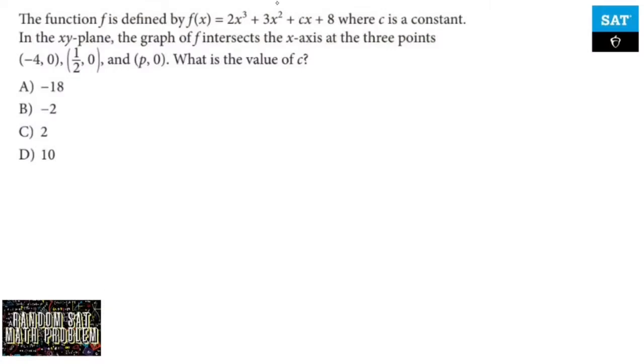This problem is a nightmare. The function f is defined by that cubic function right there. What do you notice? A big fat c right there attached to x. C is a constant. Got to find that constant out.